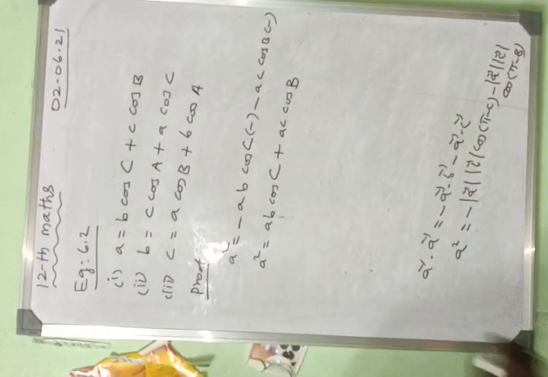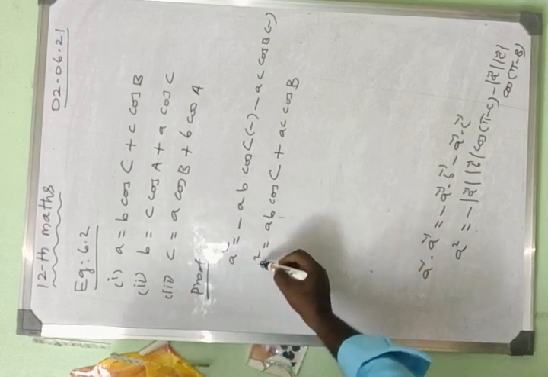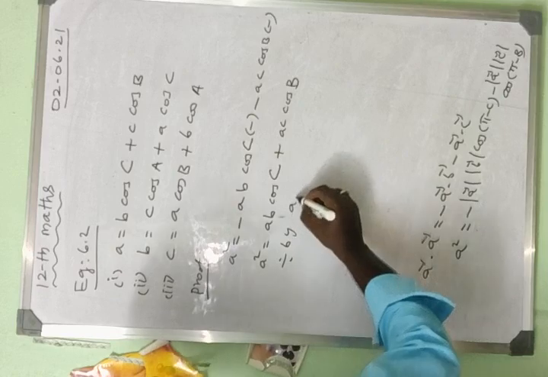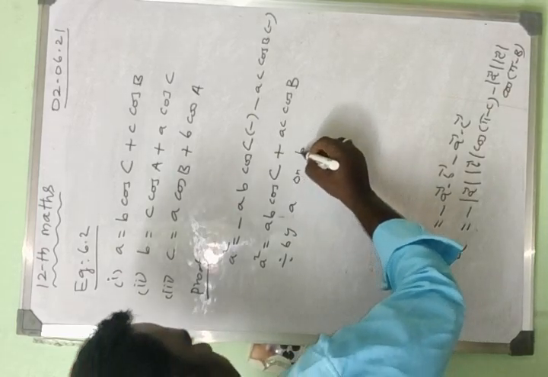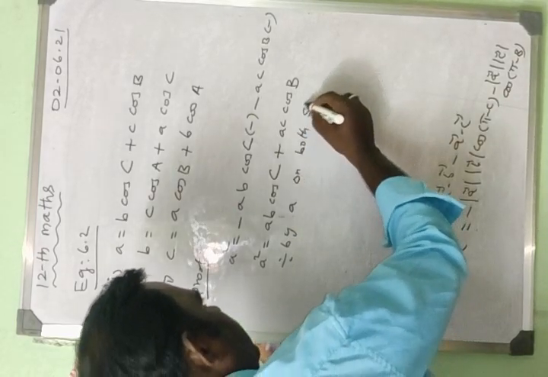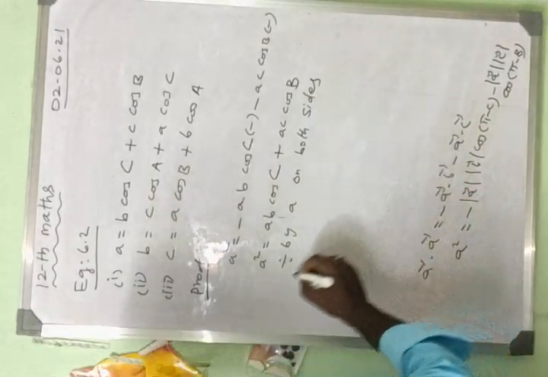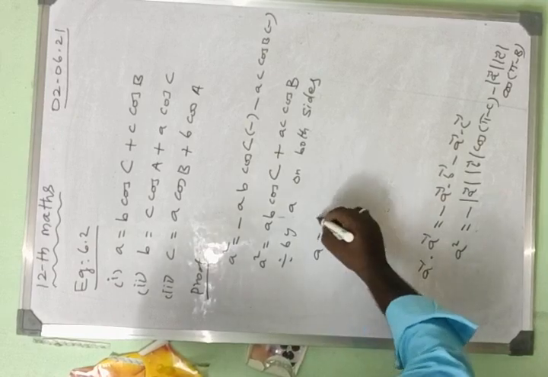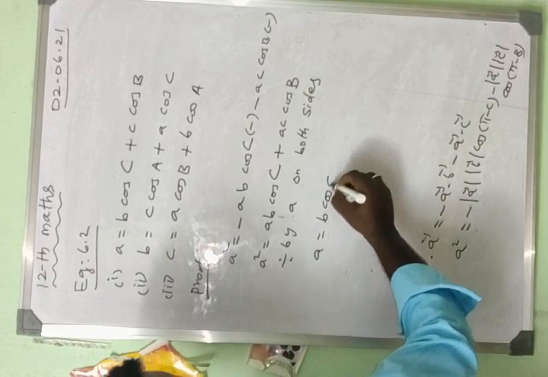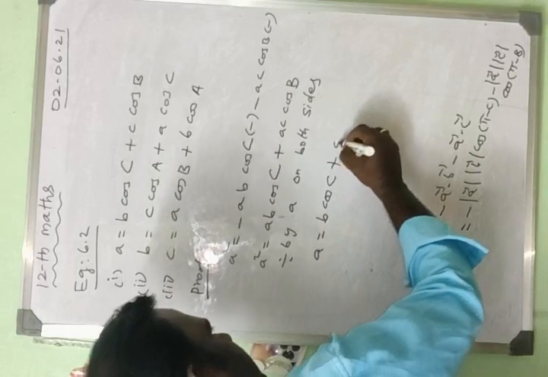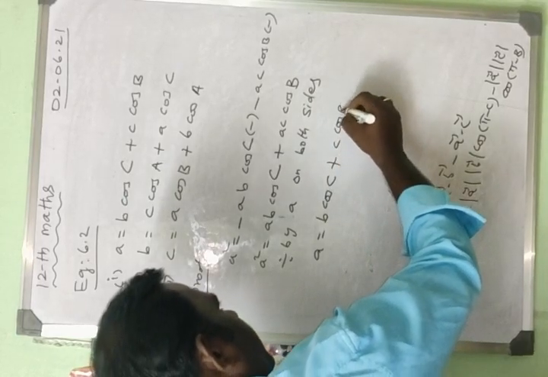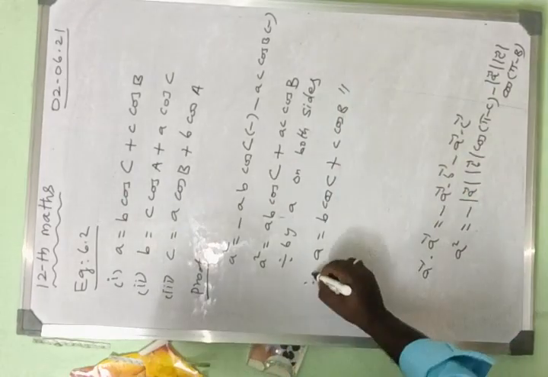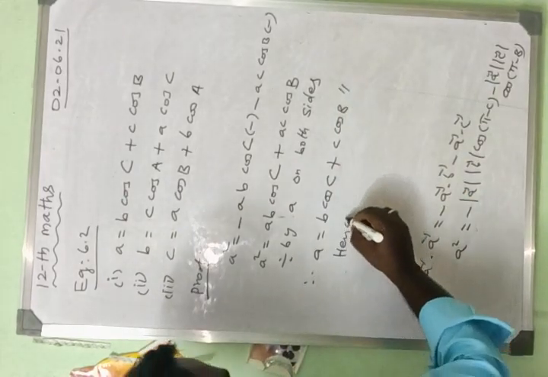Okay, next, what is that? You want the result a only, so divide by a on both sides. So a square divided by a we get a, equal to b cos C, the a cancels, plus here also the a cancels, we get c cos B. That's all. Result over. Hence proved.